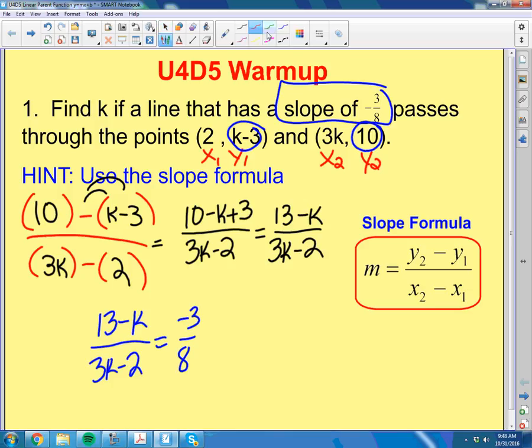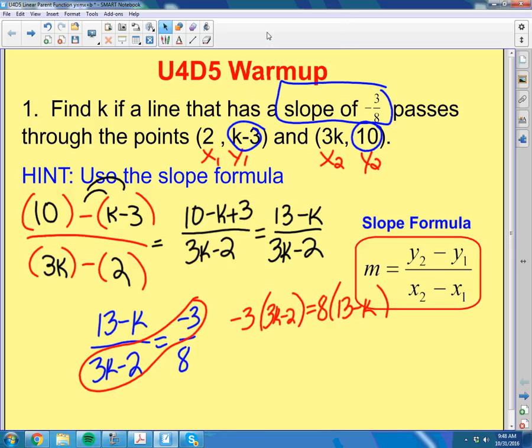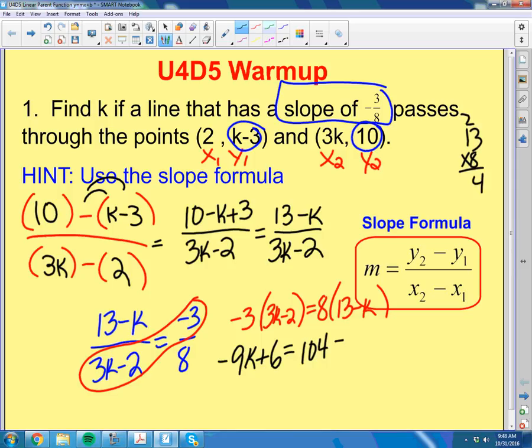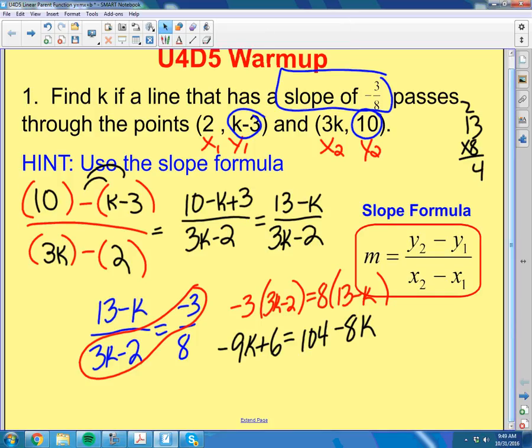What happens when we have a proportion with variables? What should we do? We cross multiply. And we end up with negative 3 times (3K minus 2) equals 8 times (13 minus K). And when we simplify, we end up with negative 9K plus 6 equals 13 times 8, 104, minus 8K. Agree? See where I'm going with this?